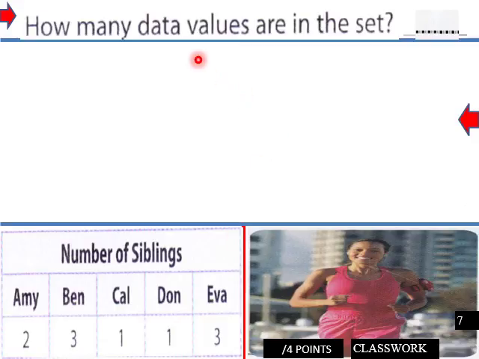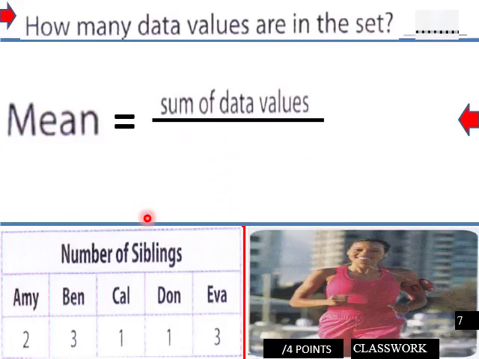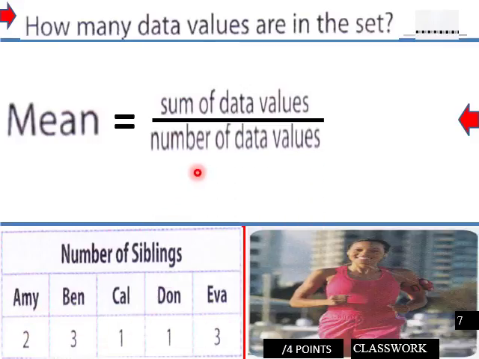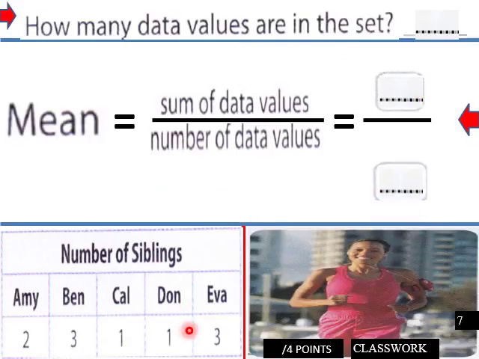How many data values are in the set? Mean equals the sum of data values, here's your data values here, and then the number of data values. So how many data values are in the set? That would be, well, what's the sum here? And then how many data values? I don't like this question, to be honest about it.